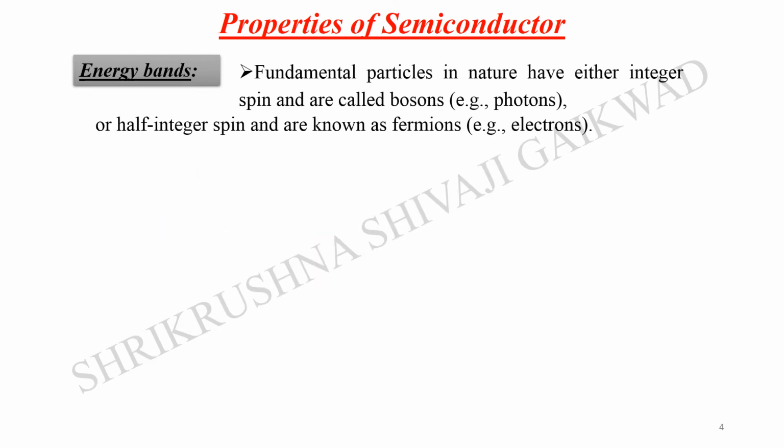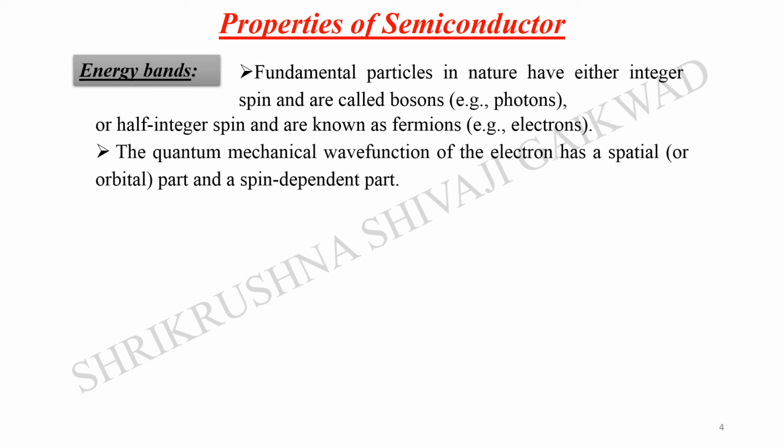So the fundamental particles in nature, now when they are coming together, have either integer spin and are called bosons. One example of an integer spin particle is the photon. On the other hand, half-integer spin particles are also known, and they are called fermions. Examples are the electron, proton, and neutron.